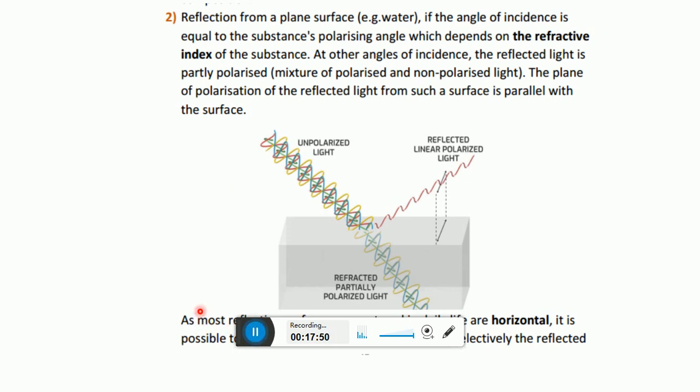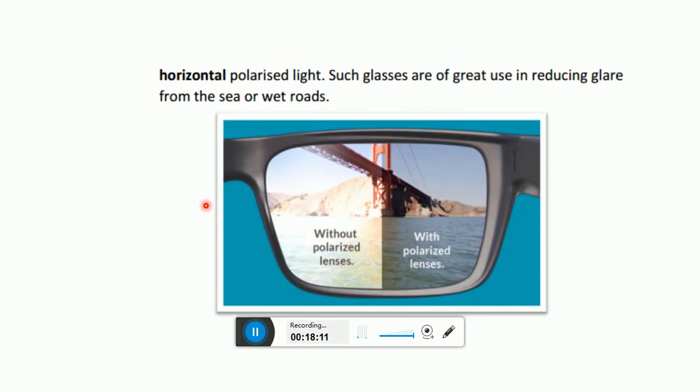Most of the reflecting surfaces encountered in daily life are horizontal. It is possible to prepare polarized sunglasses to exclude selectively the reflected horizontally polarized light. Such glasses are of great use in reducing glare from the sea or wet roads. Here: without polarized lenses, and with polarized lenses.